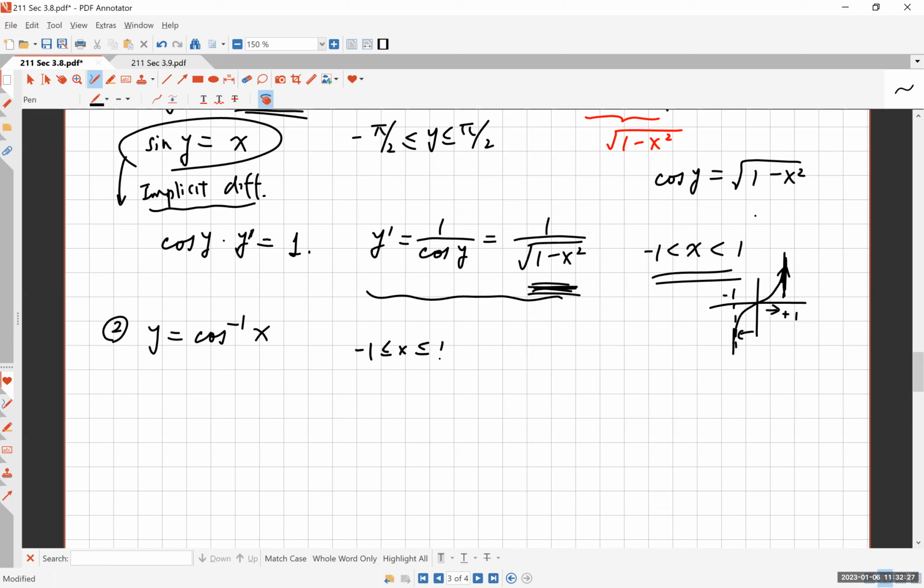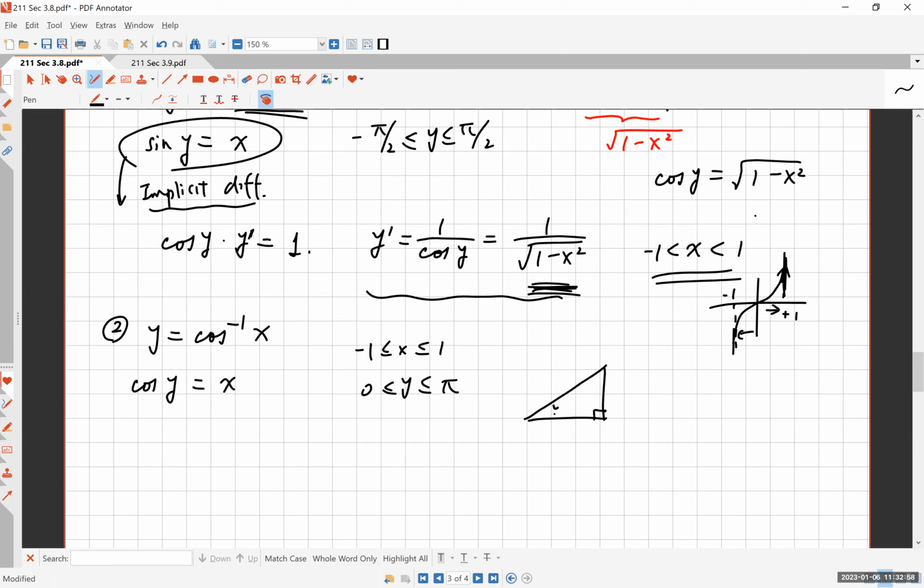Remember again, x has to be between -1 and +1, because this says cosine of y is x, and the value of any cosine function for any input is going to be between -1 and +1. But y is an angle, and for the inverse cosine, the restriction is from 0 to pi, right? Okay, and also we're going to draw a picture again.